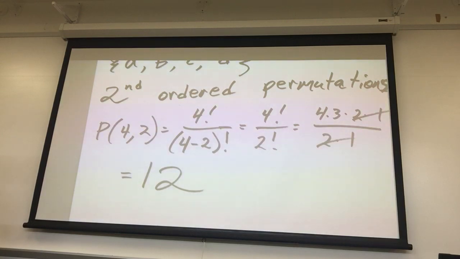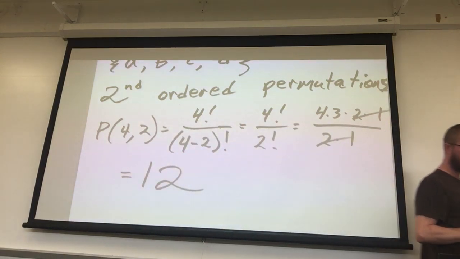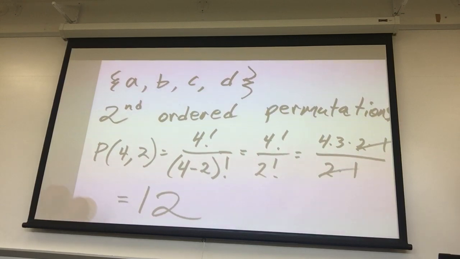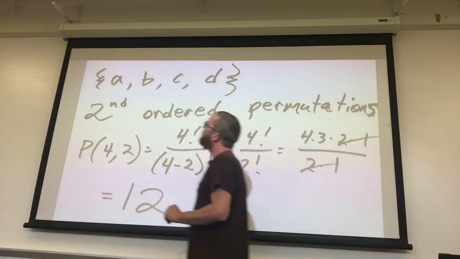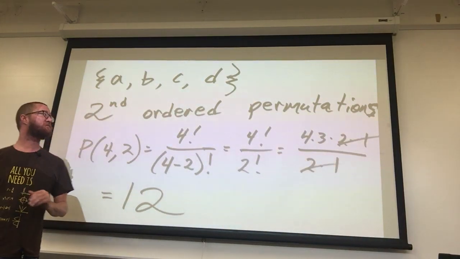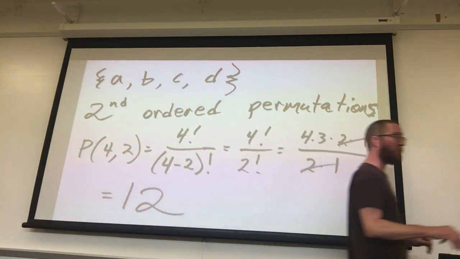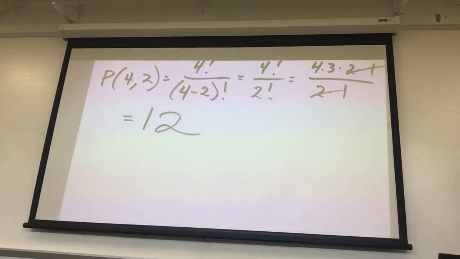Okay. So let's just have a look at this and see if we can figure this out. I've got my elements A, B, C, and D. I'm going to try to write down all 12 second order permutations of the set A, B, C, D. Now, what could these possibly be? I know I have to get to 12. So that's the number that I'm going for. Well, let's just start.